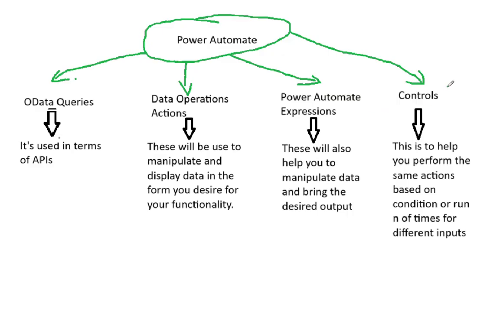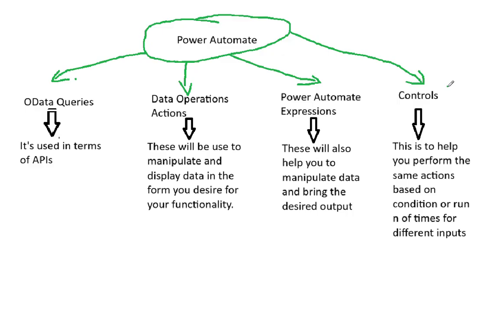Now moving on to the fourth one, that is controls. Controls provide you the means to run the same operation on a number of data items a number of times. For example, say you want to append to an array variable. You have a certain list of values. If you have 10 values, you don't need to perform the same operation 10 times. That's where controls come into the picture.